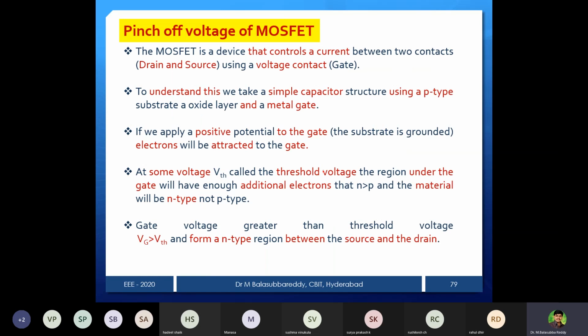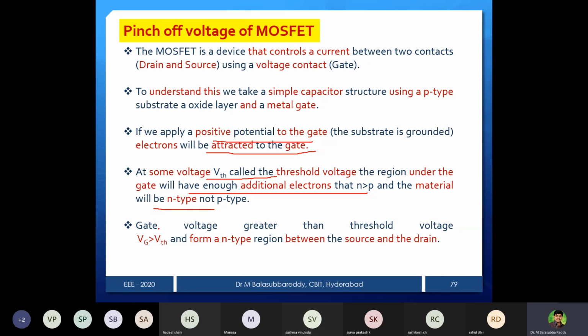Now there is a small pinch of voltage. What is that? It controls the current between two terminals, the drain and source, using the gate. By controlling that voltage, the current is controlled. There is a simple capacitor structure using a P-type substrate and the metal gate, like the previous inversion I explained. If you apply a positive potential to the gate, electrons will be attracted to the gate. If the voltage is VTH, the threshold voltage, then under the gate there are additional electrons. That means the electrons will be more than the holes, and the region will be N-type.